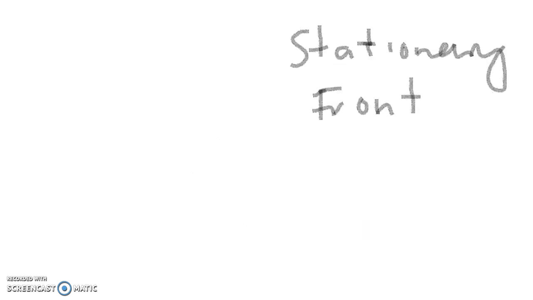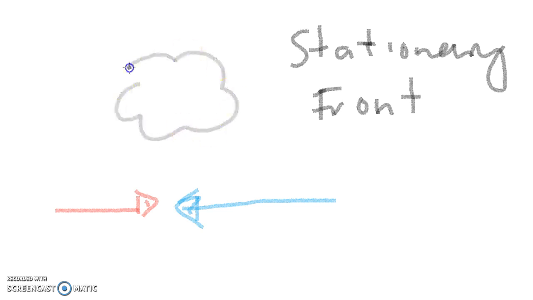The next front we are going to talk about is known as a stationary front. A stationary front is when warm air meets with cold air, but neither the warm air nor cold air is strong enough to push against the other air mass. When the warm and cold air meet, they create clouds and fog. It can either rain or snow during a stationary front. A stationary front will likely result in gentle to moderate rainfall.